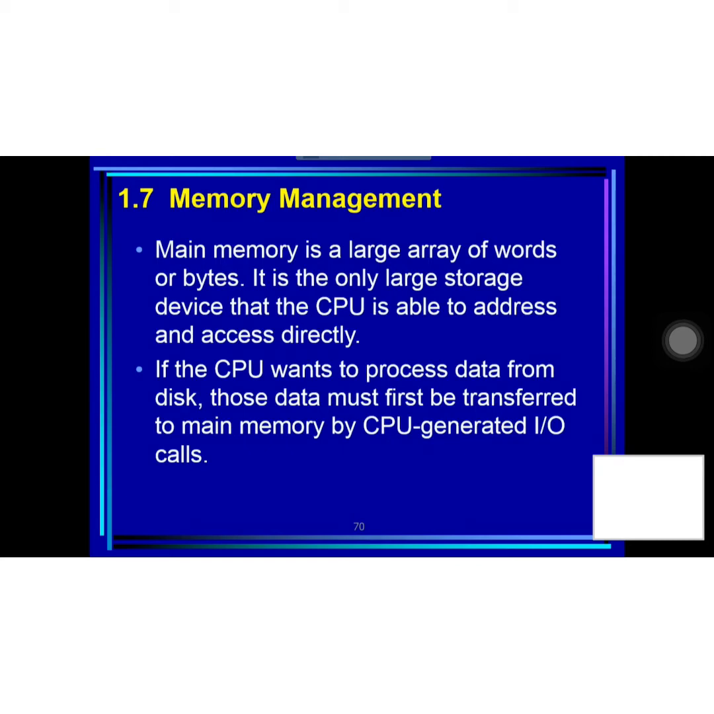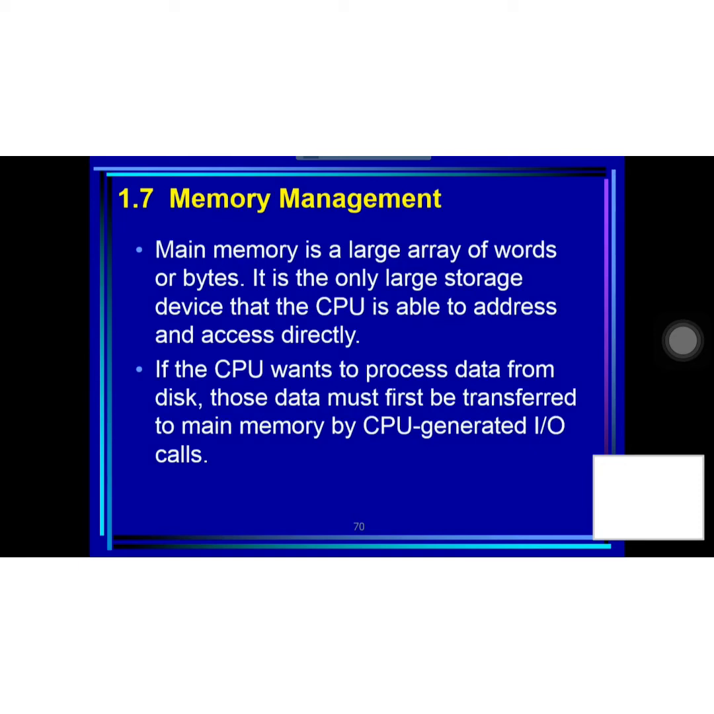For example, for the CPU to process data from disk, those data must first be transferred to main memory by CPU-generated I/O calls. In the same way, instructions must be in memory for the CPU to execute them.